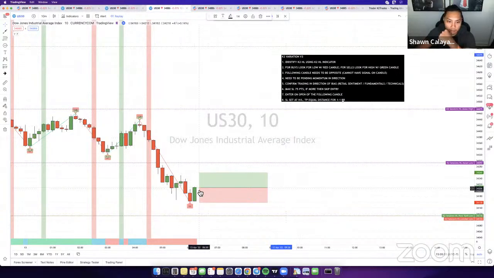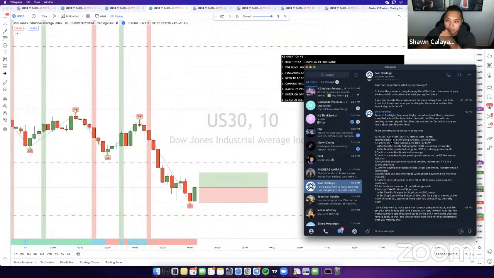So right here, this looks like a good entry. Fits your requirements. Let me see real quick. Confirm the high low. There's a low right there. Confirm the following candle is a strong green candle right there. Confirm it's not in a range. It's not ranging right here. It's moving directional.